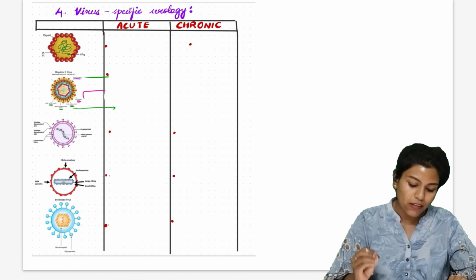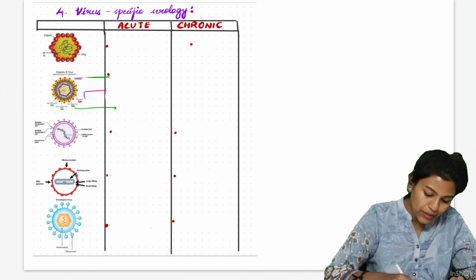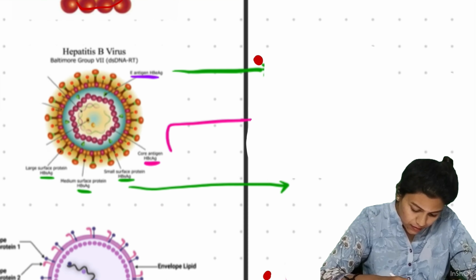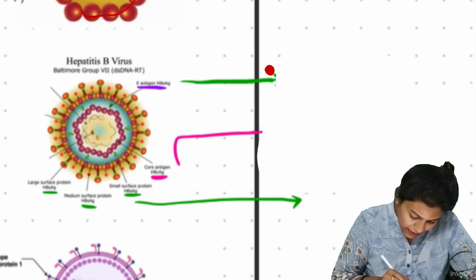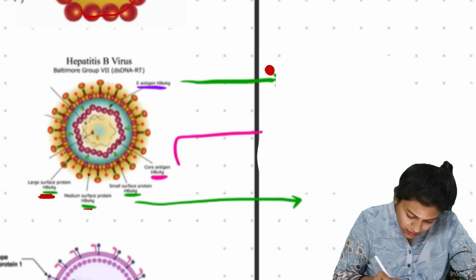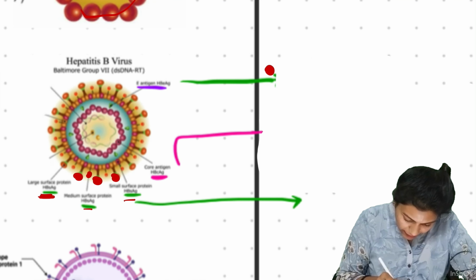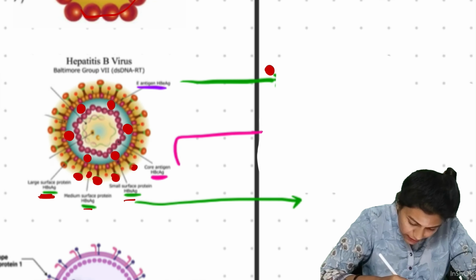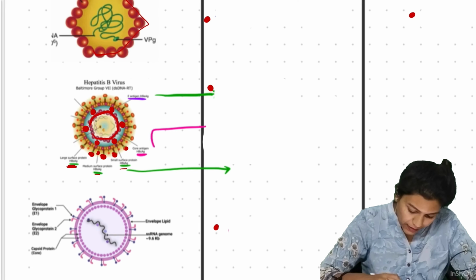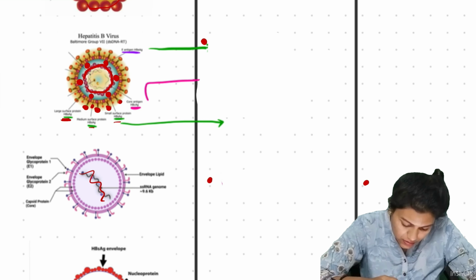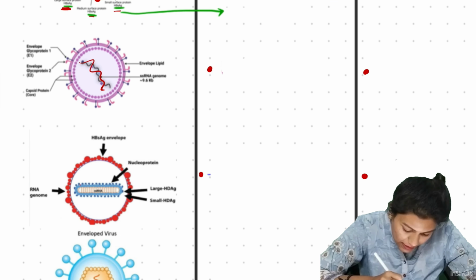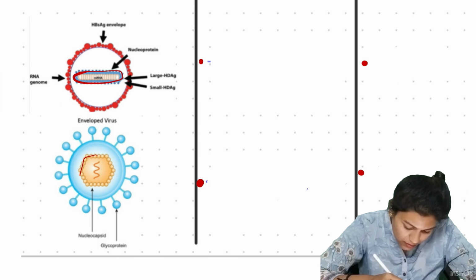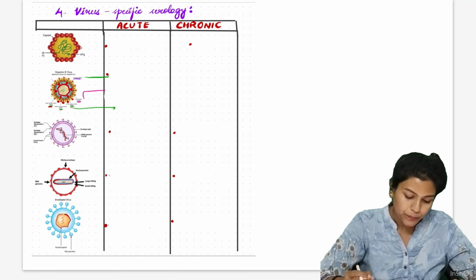Coming to the serology, the virus-specific serology. Hepatitis A has a capsid protein. Hepatitis B, interestingly, has surface antigens. These are the surface antigens. And there is an envelope antigen. Inside the surface, there are envelope antigens and core antigens. Hepatitis C is an RNA virus, which is antigenic. Hepatitis D has hepatitis D antigens, and there is a nucleo-enveloped capsid for hepatitis E also.